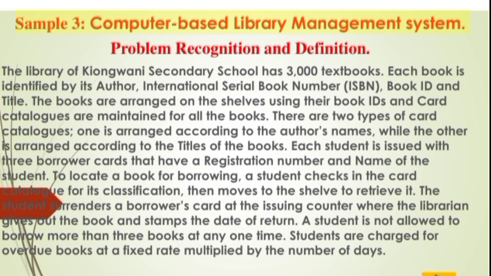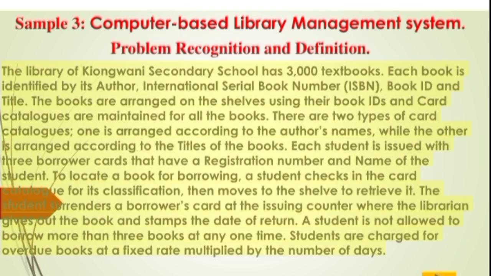Sample 3. Computer-based library management system. Problem recognition and definition. The library of Kongwani Secondary School has 3,000 textbooks. Each book is identified by its author, International Serial Book Number (ISBN), Book ID and title. The books are arranged on the shelves using their book IDs, and card catalogs are maintained for all the books. There are two types of card catalogs. One is arranged according to the author's names, while the other is arranged according to the titles of the books.